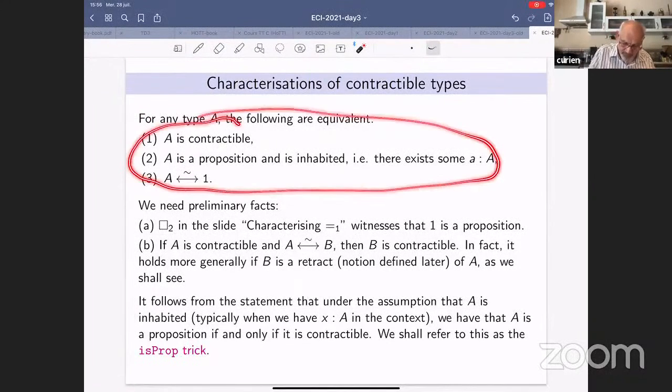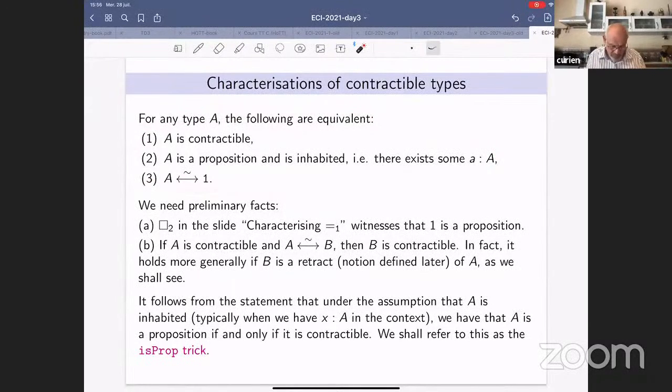Because of this theorem, if we want to show that a type is a proposition, it is enough to prove that it is contractible. Yes, it's not written very clearly. To prove that A is a proposition, it is enough to assume that it is inhabited and to show that under this assumption it is contractible. Okay, this comes easily as a consequence of these 3 statements.